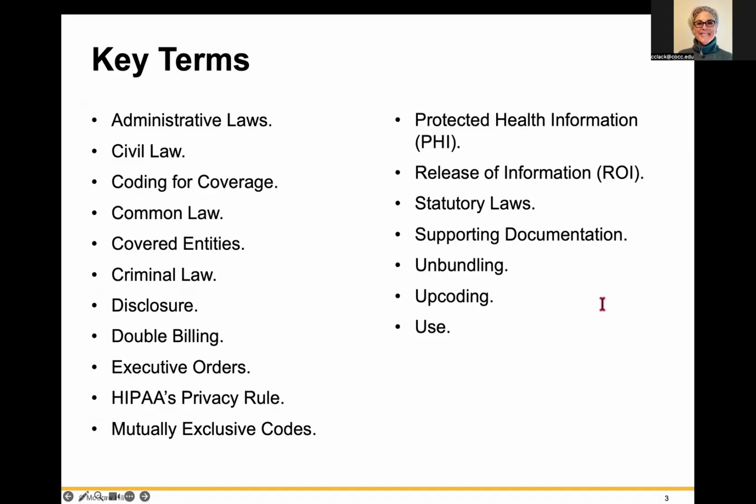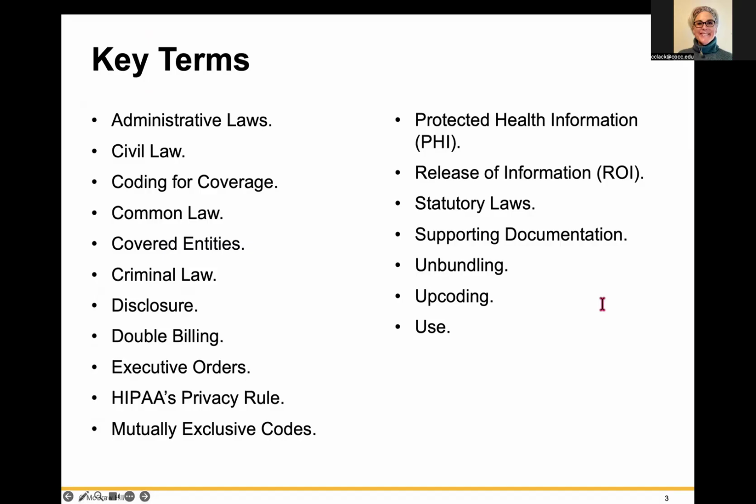HIPAA's privacy rule is a set of rules that control how PHI can be used and disclosed. It answers questions like who can see the information, when can it be shared, what rights does the patient have, and what happens if privacy is violated.